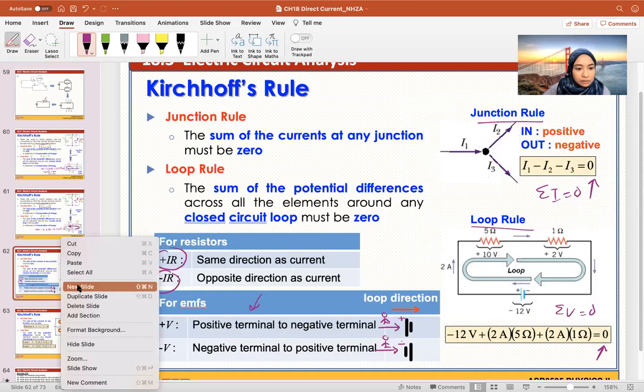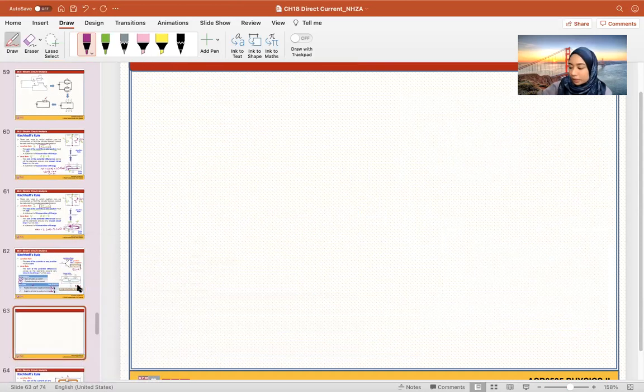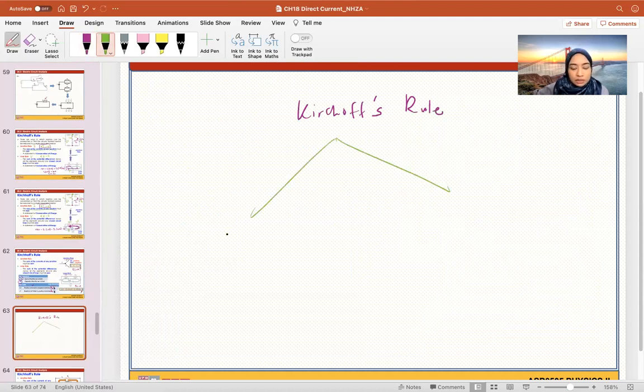Before that, let me make a new slide. So let's talk about Kirchhoff's rule briefly. What have we learned? We have one called the loop rule. Sorry, let's start with junction. Junction.